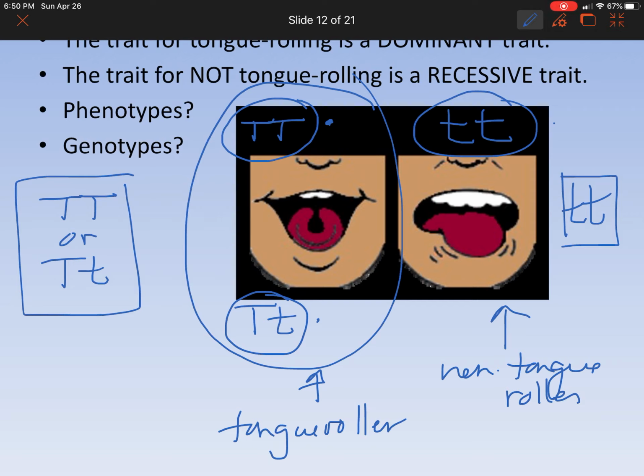So genotype versus phenotype, dominant, recessive. You might have to watch this video a couple times for it really to sink in here.